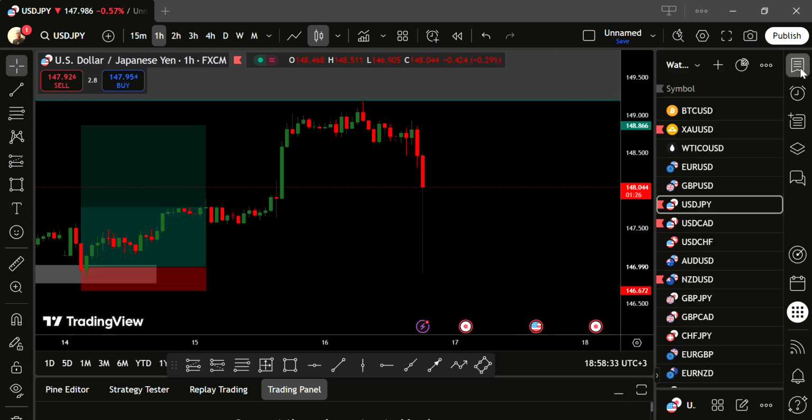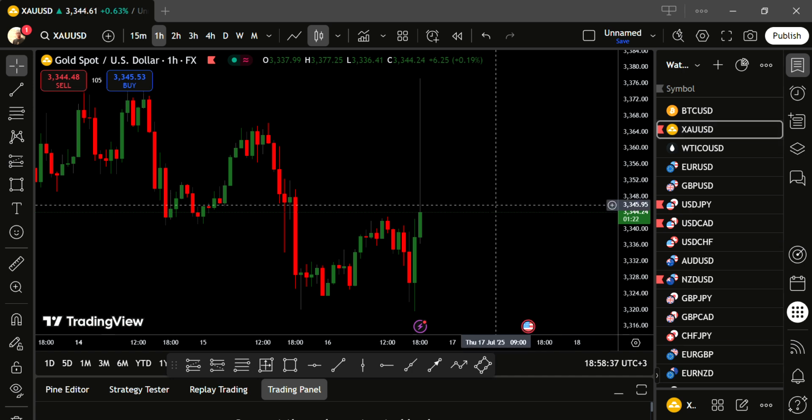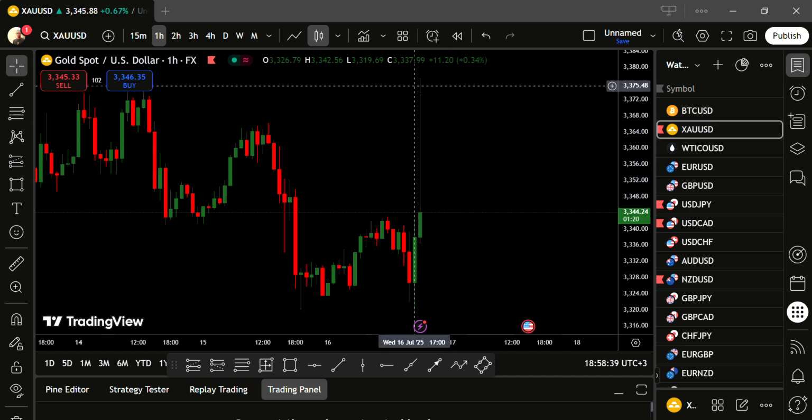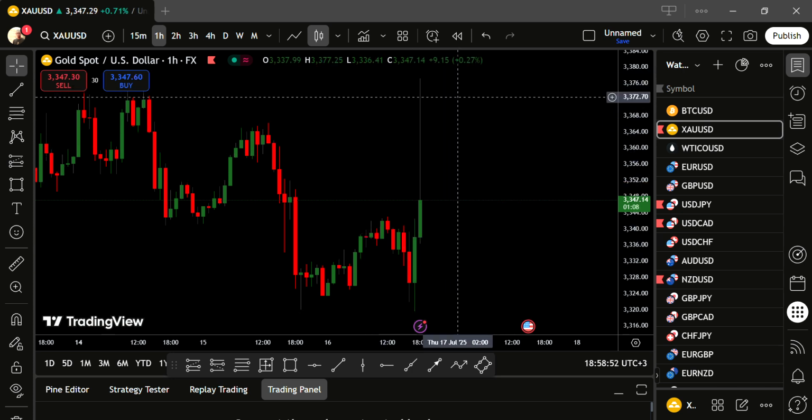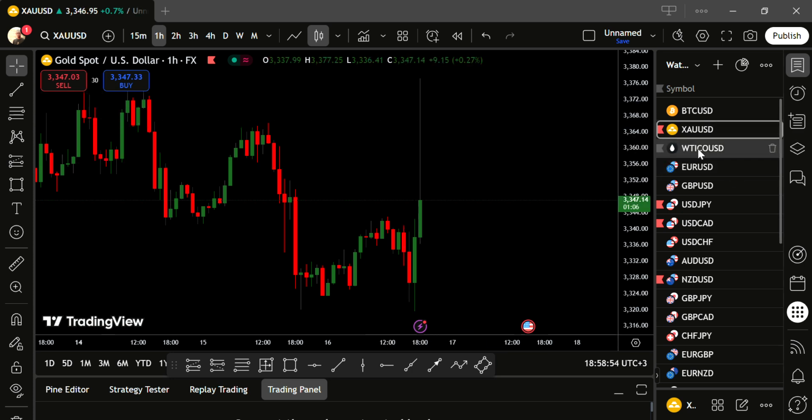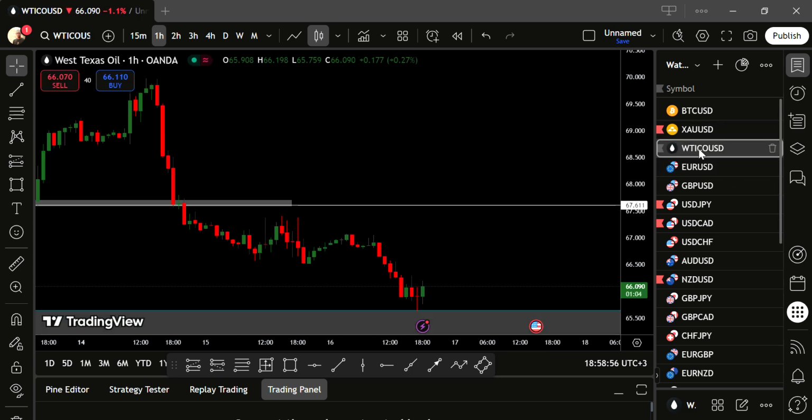So it has not happened on only this pair. I saw it on gold also. Look at that wick, guys, look at that wick from the upside. This is not the real price movement. This is not the real price action. You don't see such long wicks. This is news, or these are forex manipulations. This kind of wicks here. You can come to US oil, it was not there.